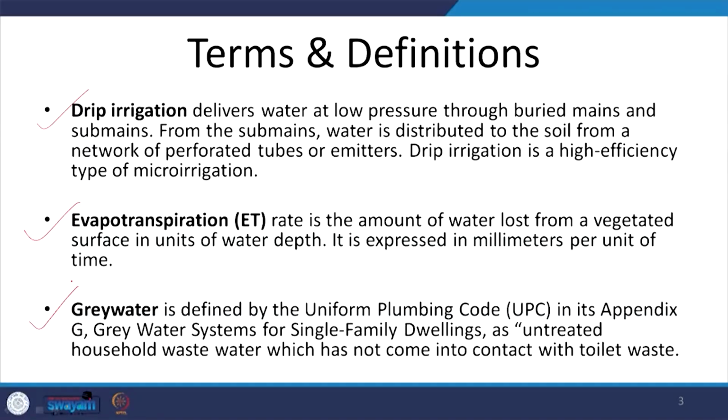The next is grey water. As defined by the Uniform Plumbing Code of India, it is the untreated household waste water which has not come in contact with toilet waste. So, it is used water, but it is not the water which is coming from the toilet. It has not interacted with the toilet waste.